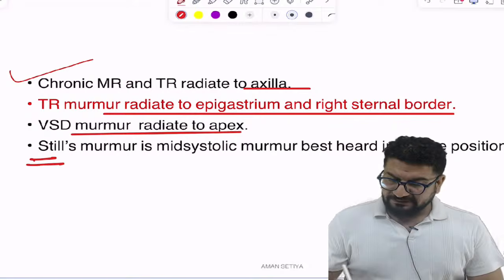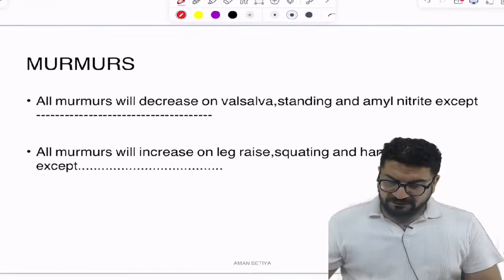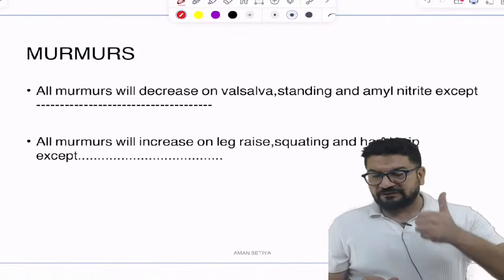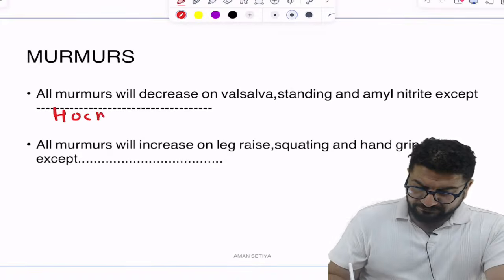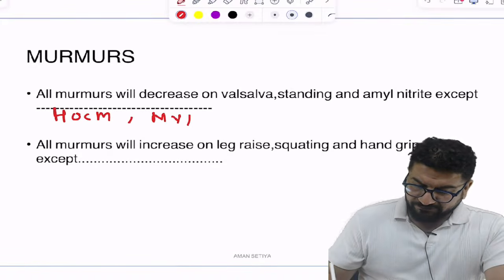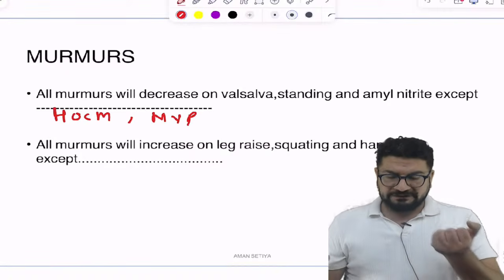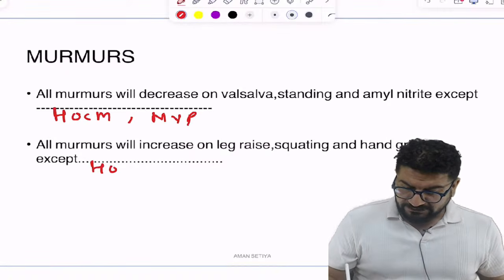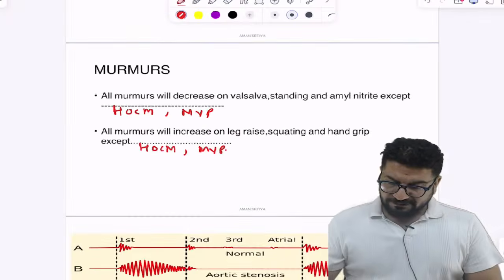Still's murmur is a mid systolic murmur, best heard in supine position. All murmurs will decrease on Valsalva, standing and amyl nitrate, except two murmurs. Which two? Murmurs of HOCM and MVP. Same thing, all murmurs will increase on leg raise, squatting and hand grip exercise. The exception will be the same: HOCM and mitral valve prolapse. So these are the questions based on murmurs.